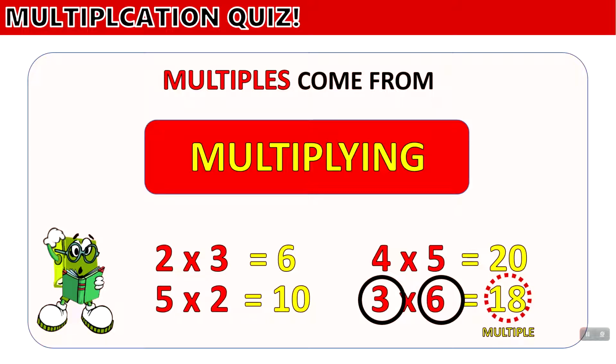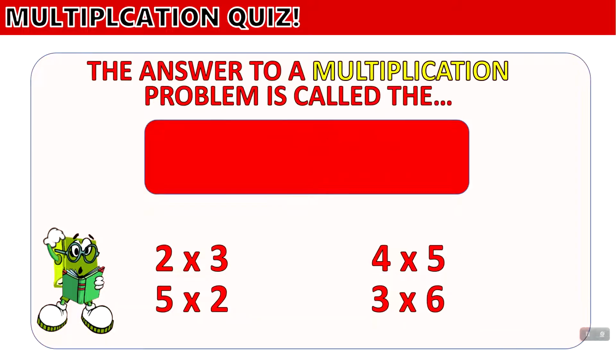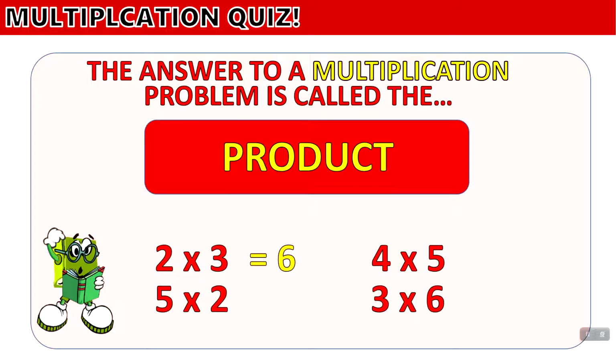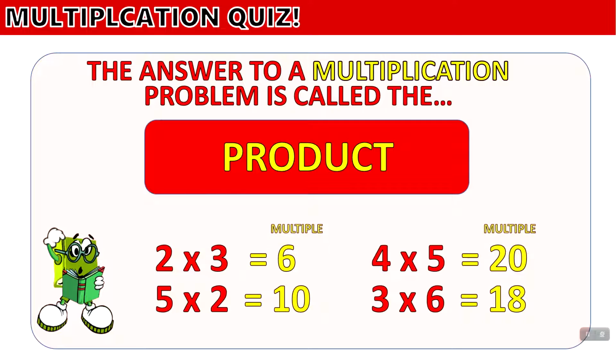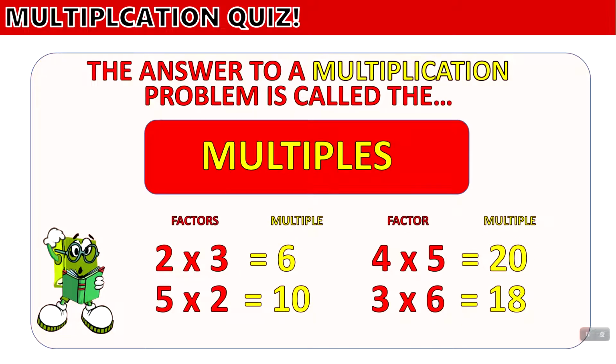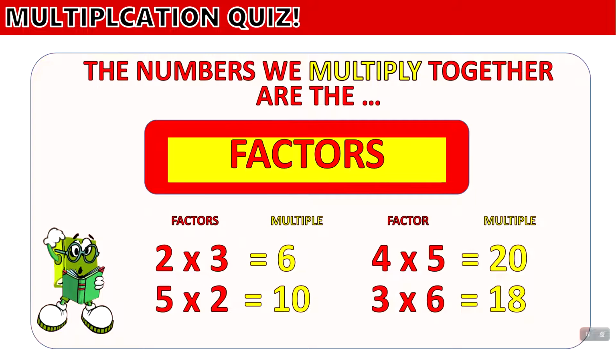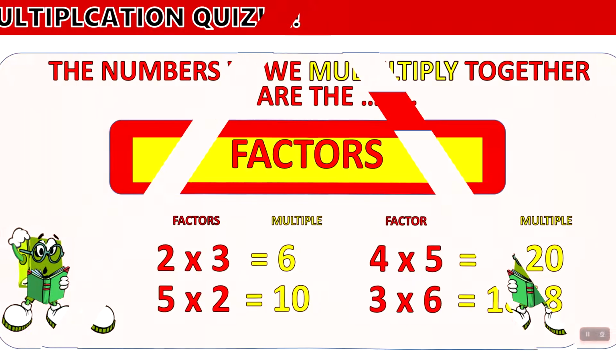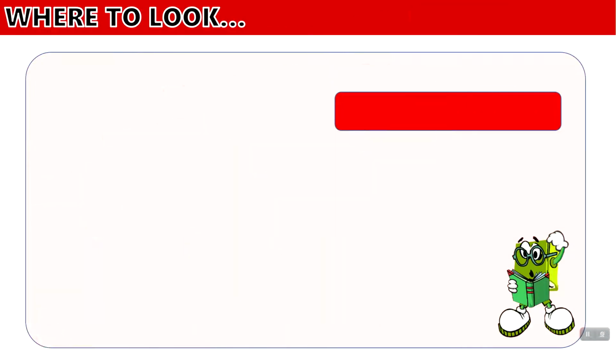They all come from our multiplication tables. The answer to a multiplication problem we know as the product. So 2 times 3 is 6. 5 times 2 is 10. 4 times 5 is 20. 3 times 6 is 18. Those answers we know as the product. But they are also multiples. And the numbers that we started out with are the factors. The numbers that we multiply together to give us an answer are called factors.